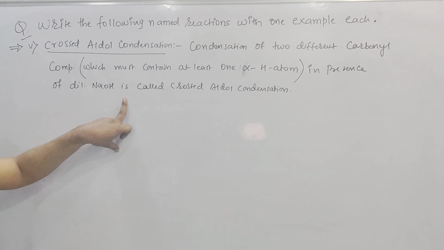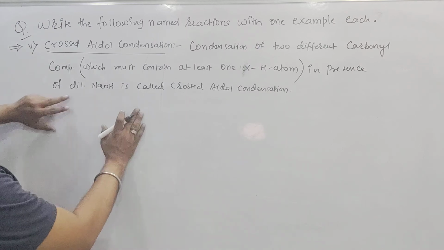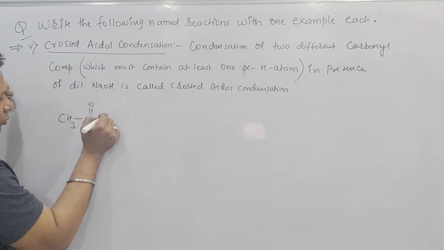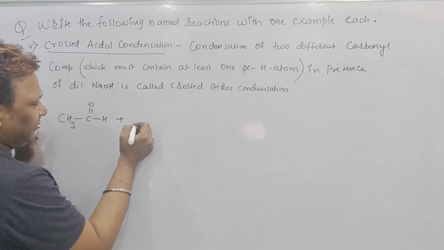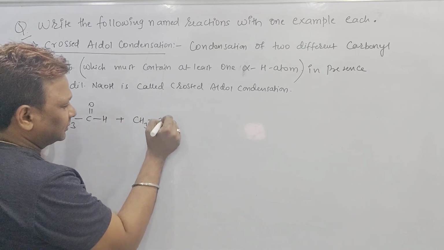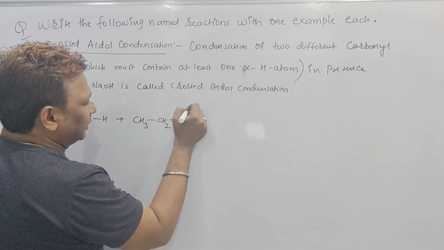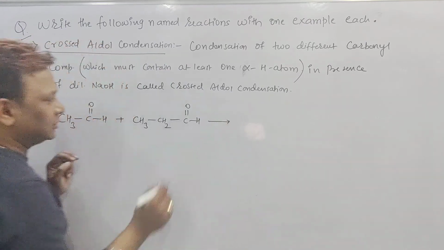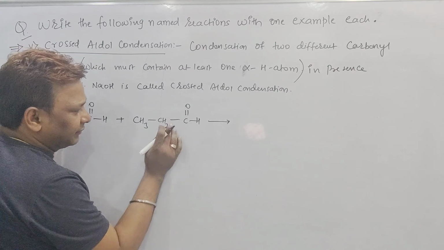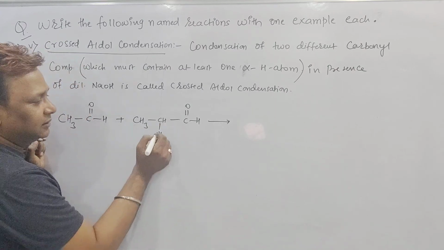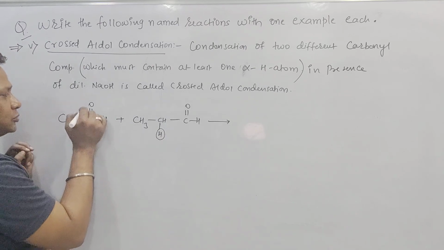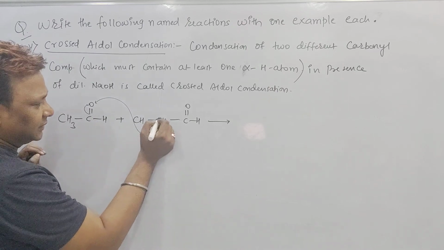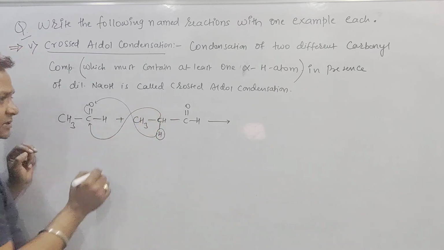Chalo beta, I want to show you two different carbonyl compounds. Let us say this is CH3, then C double bond OH, plus another one, CH3, then CH2, then C double bond OH. Is it clear, beta? With the help of these two, what can we get? This is an alpha hydrogen atom. This hydrogen goes to oxygen, and this carbon will attack on this carbon. See what I will get.